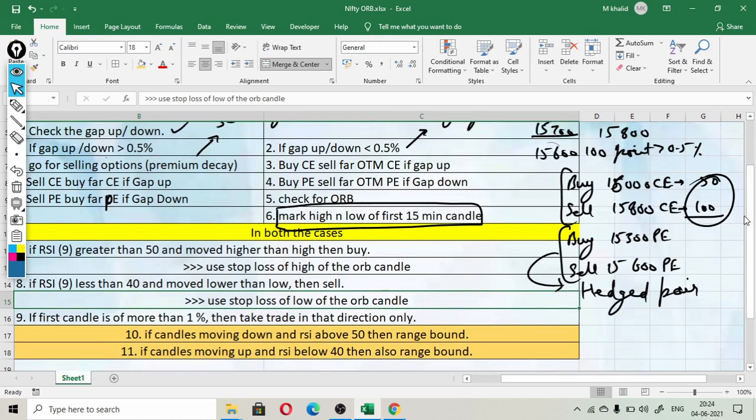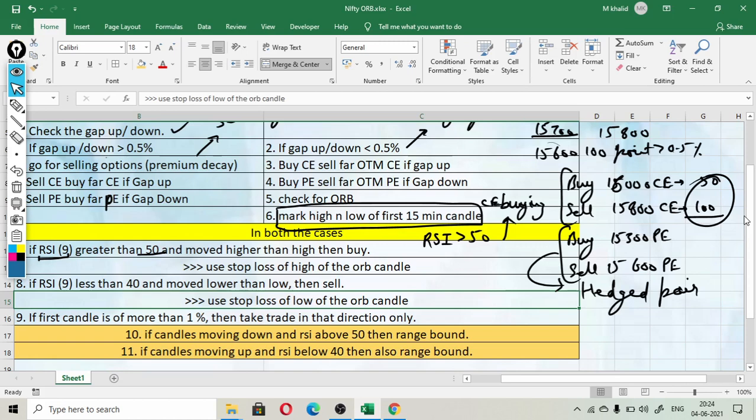If the high has been broken out, then you will check another condition, that is whether RSI 9 is greater than 50 or not. If it is greater than 50 and the high of the first 15-minute candle has been broken out, then you can go for buying a call. You can directly buy a call, or you can buy a hedge pair also.